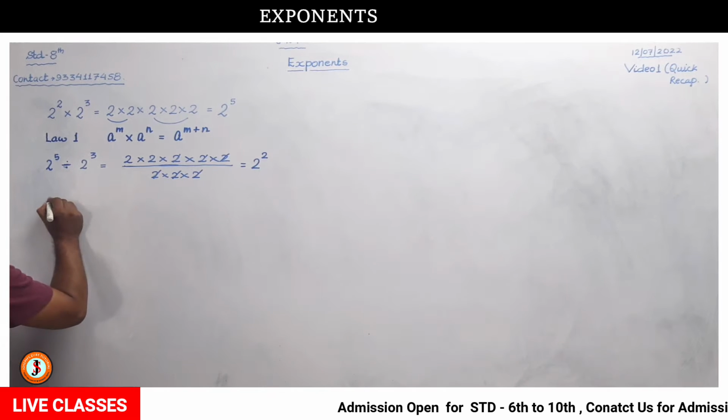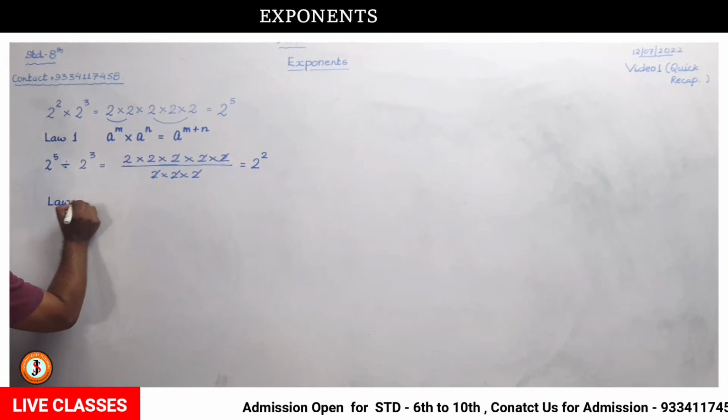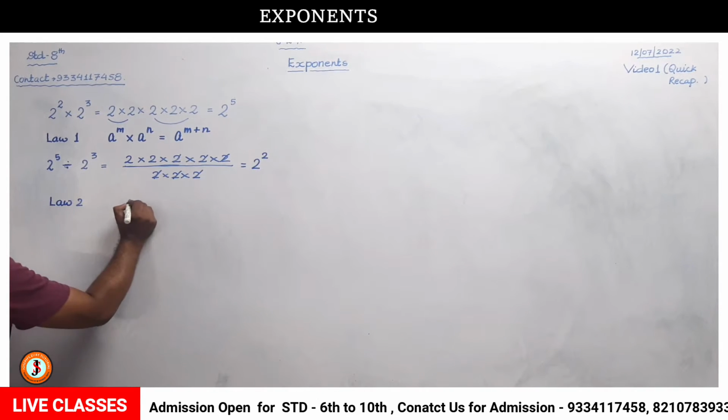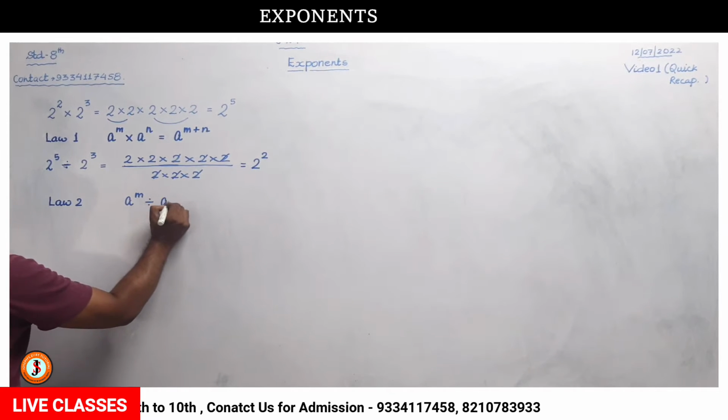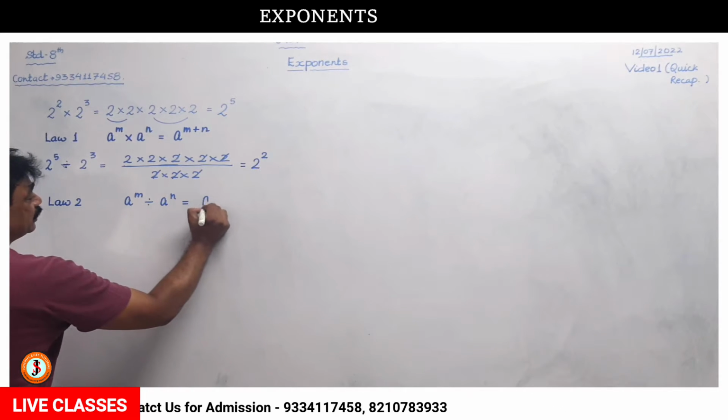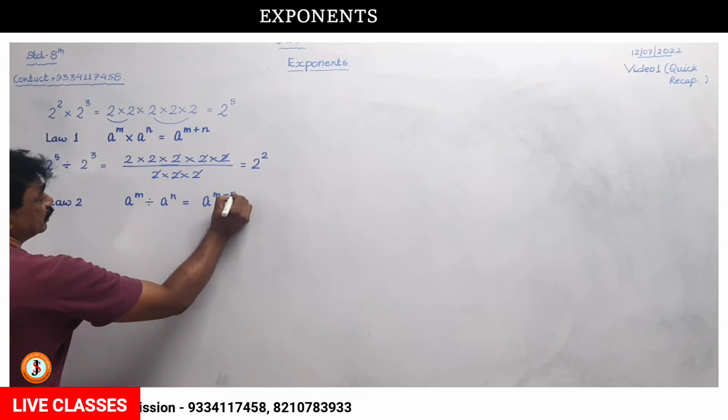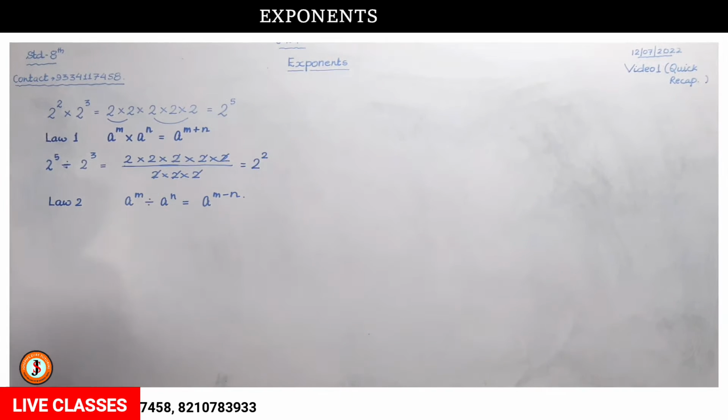That means we can make another law. Law 2 tells us that a to the power m divided by a to the power n is of course a to the power m minus n. So these are the two basic laws of exponents.